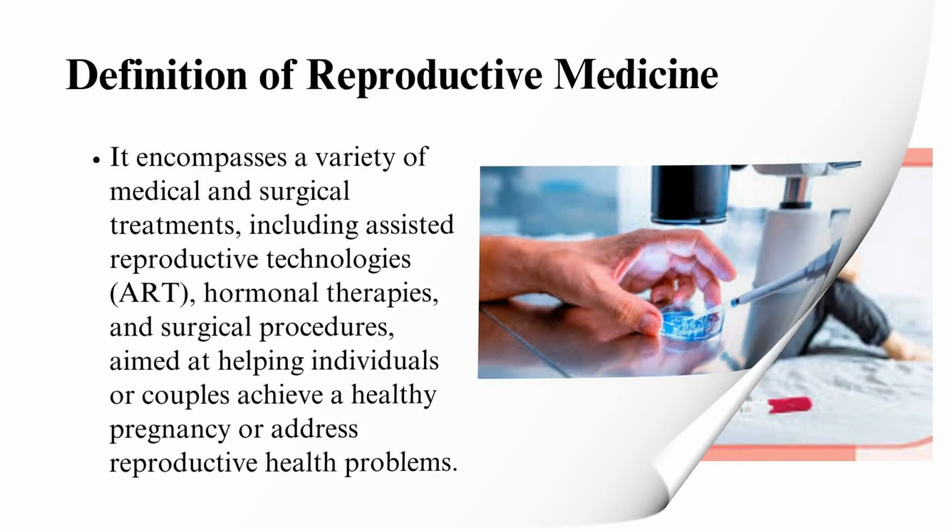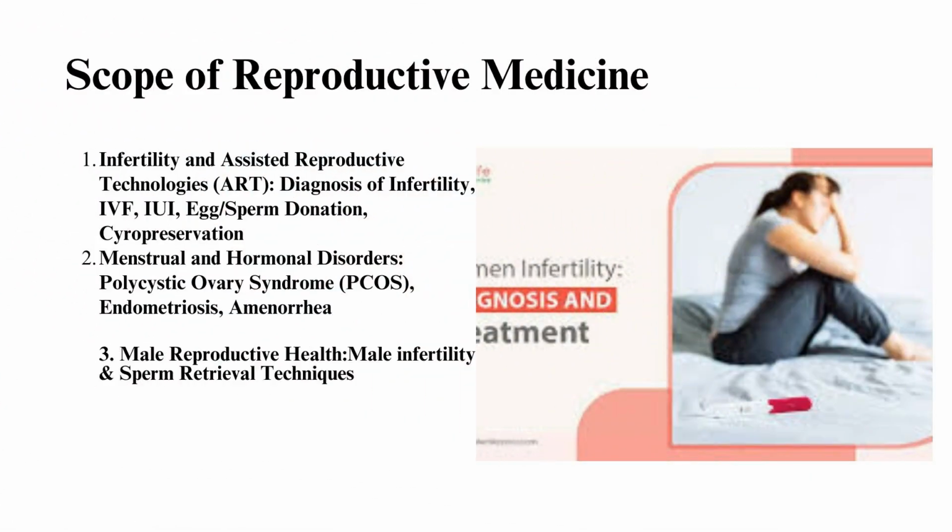Scope of reproductive medicine. The scope of reproductive medicine is broad and covers a variety of topics and treatments, including the following: infertility and assisted reproductive technologies, ART. Diagnosis of infertility, identifying the causes of infertility in men and women, e.g., ovulatory dysfunction, sperm abnormalities, tubal blockages, or unexplained infertility.